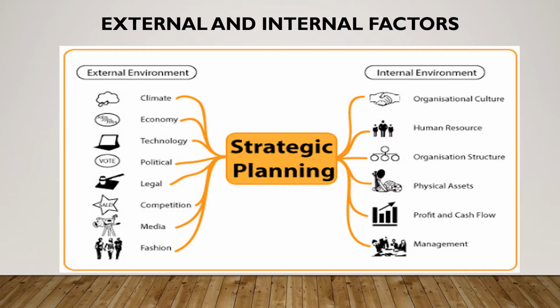Organization culture means how all the departments in the organization coordinate together in order to achieve the organization's objectives, right? Physical assets: whether the organization has physical assets or not, and whether they utilize them efficiently. Whether the organization is making money or not, and how the management of the organization is like. So basically, external factors are the factors from outside the organization, whereas internal factors are the factors happening inside the organization.